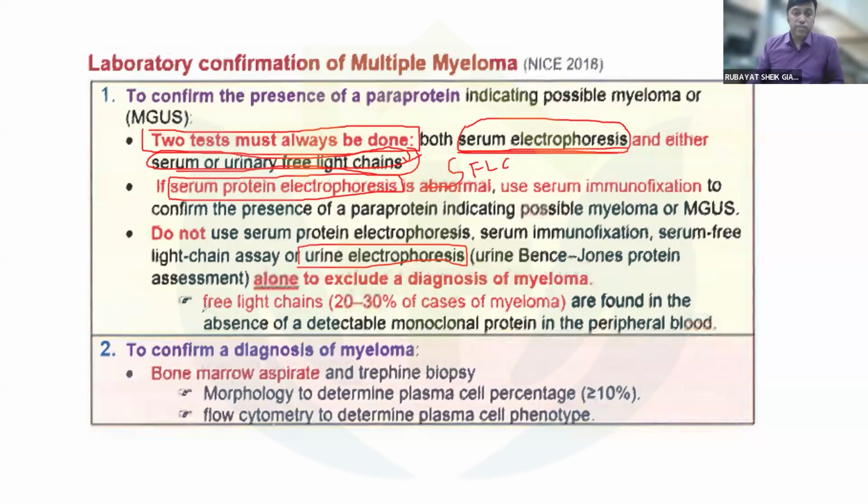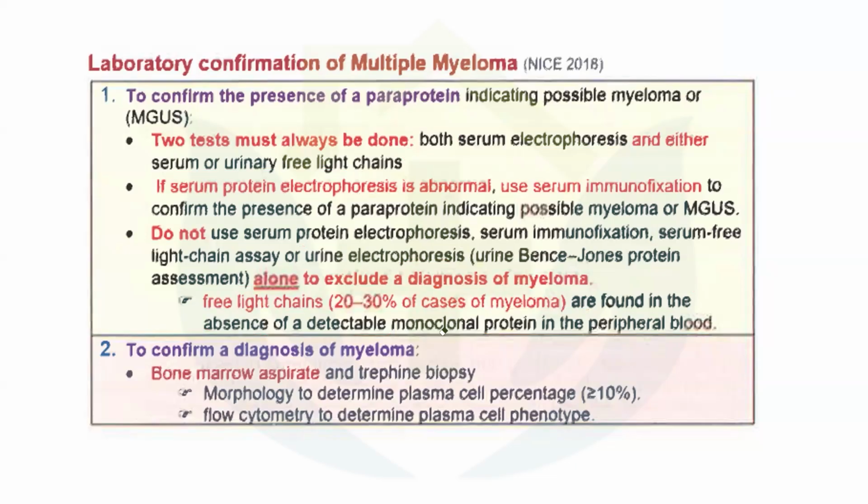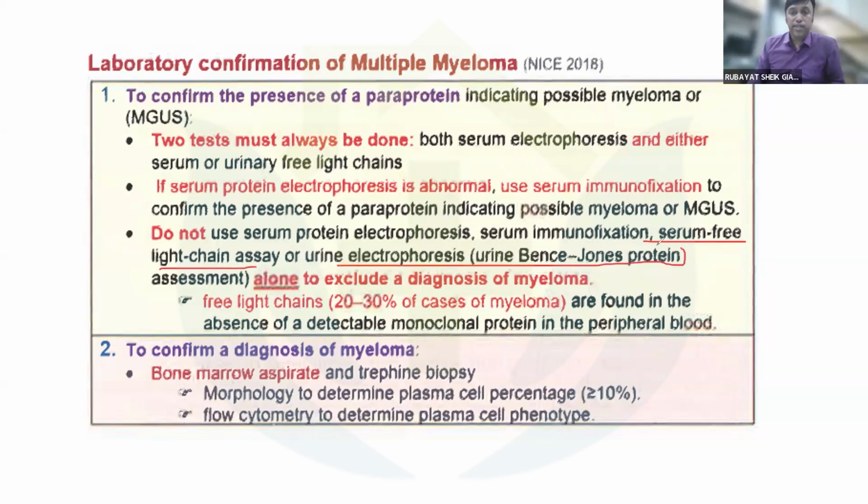As you can see here, in 20% of cases, free light chains are found in multiple myeloma without any detectable monoclonal protein in the blood. So this is very important. Sir, is Bence Jones protein the same as the free light chain? No, that's different. Here you can see in the urine, you might get a free light chain, or you might get Bence Jones protein. The Bence Jones protein is the IgG and IgA secreted in the urine. That's different. So that's why you have to look for the light chain separately. Otherwise, you will miss the light chain multiple myeloma.